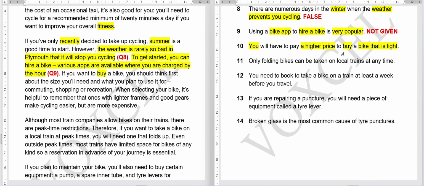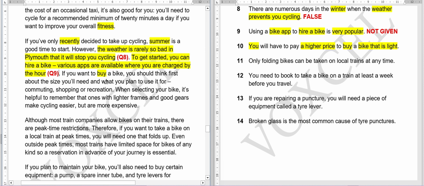But if you do not have to pay the higher price, the price of all the bikes are the same, then the answer will be false. Or the price of heavier bikes is more than the light bikes, even then the answer will be false. And the answer will be not given when we don't know if there is any difference between the prices of light bikes or heavier bikes. Clear? So let's read the information.